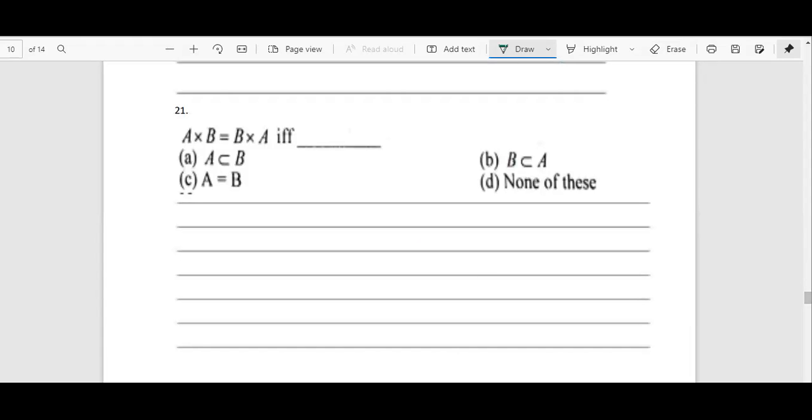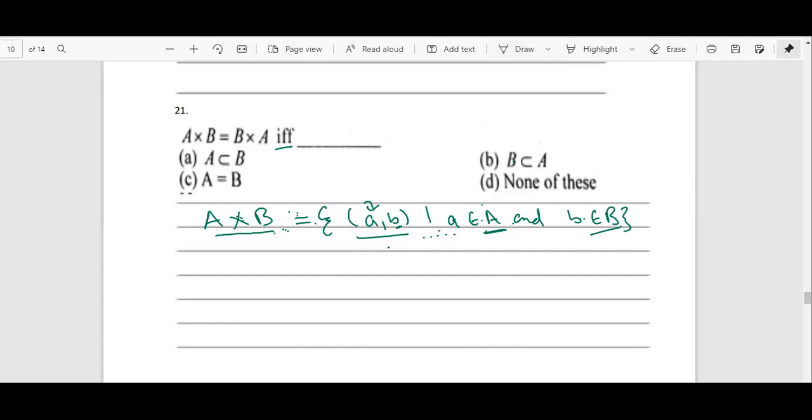Now we have A cross B equals B cross A if and only if. Now, the first thing is to understand what A cross B is. A cross B is basically going to be a set where we will have ordered pairs such that a belongs to A and b belongs to B, right? So in A cross B, we are going to have ordered pairs only, and this element would belong to the set A, and this element would belong to the set B, right? So we know what A cross B and B cross A would mean.